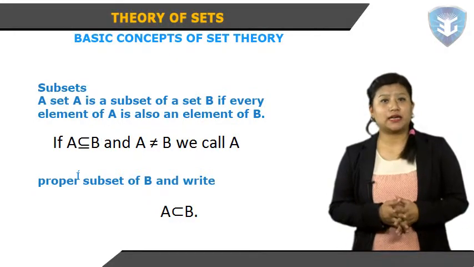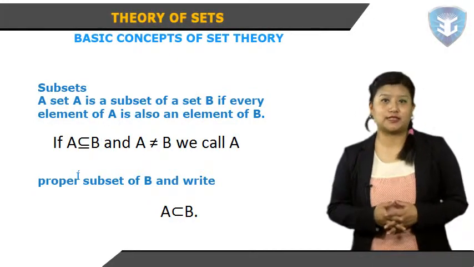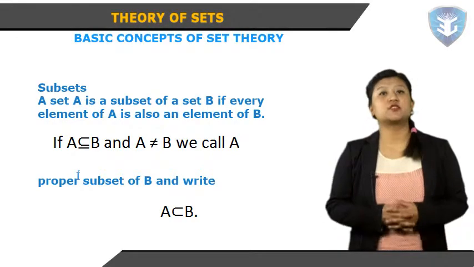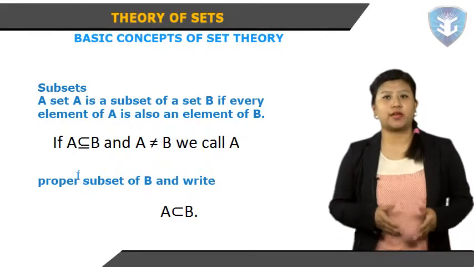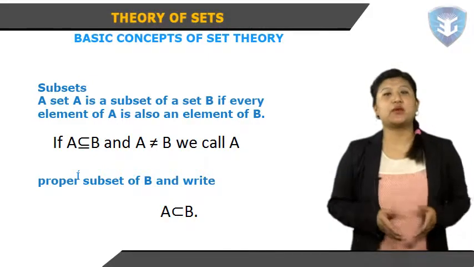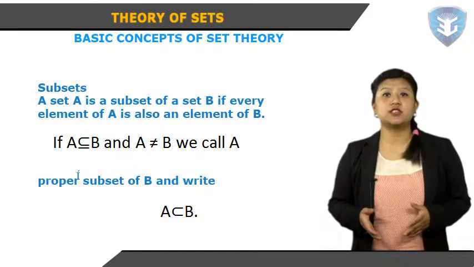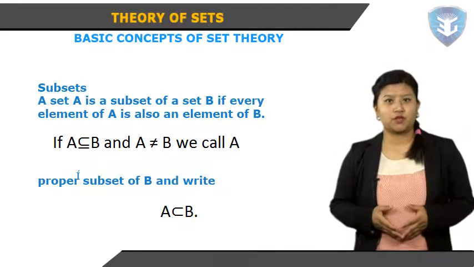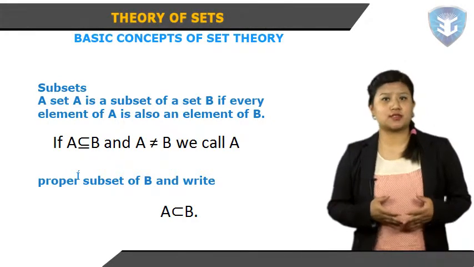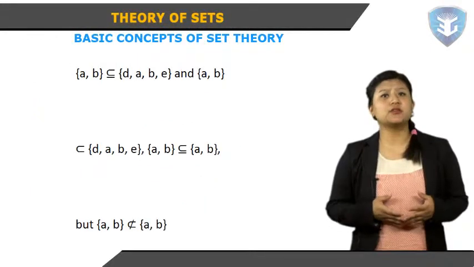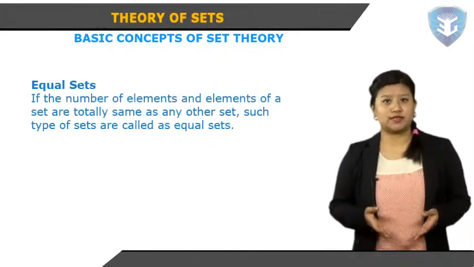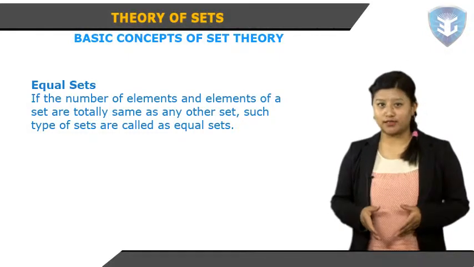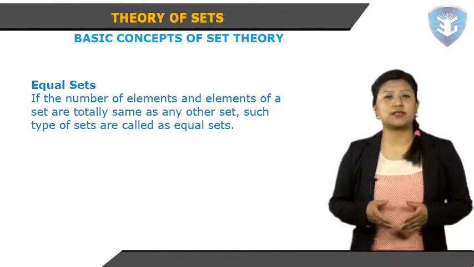Subsets. A set A is a subset of a set B if every element of A is also an element of B. Such a relation between sets is denoted by A ⊆ B. If A ⊆ B and A is not equal to B, we call A a proper subset of B and write it as shown. Both signs can be negated using a slash through the sign. An example is shown on the screen. Equal sets. If the number of elements and elements of a set are totally the same as any other set, such types of sets are called equal sets.